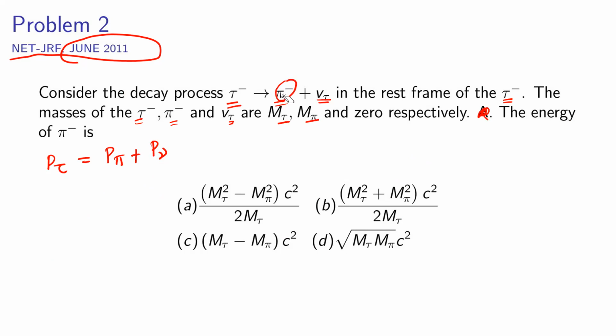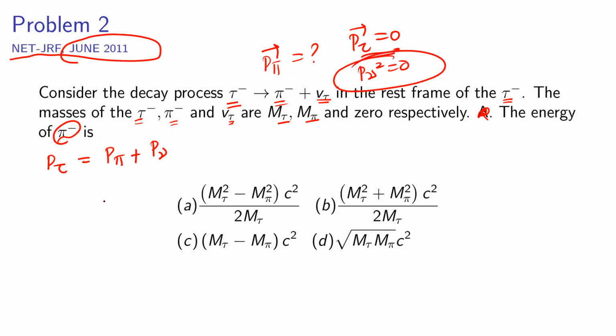What's the energy of pi minus? We only need the energy of pi minus. This P pi vector we don't know. But we know that P tau vector is equal to 0, and we also know that P nu square is equal to 0 because it is massless. So in order to eliminate this P pi vector, we'll combine it in this form: P tau minus P pi is equal to P nu.